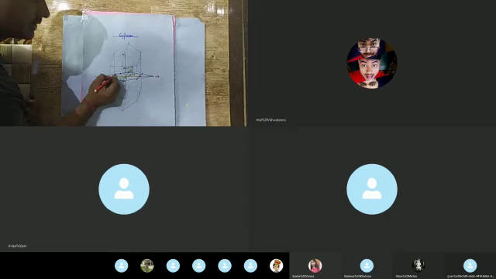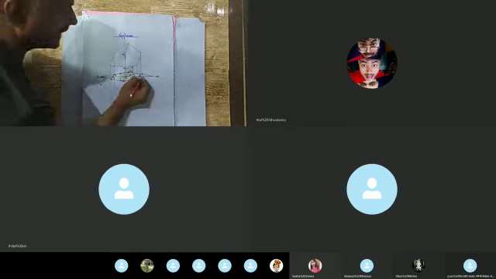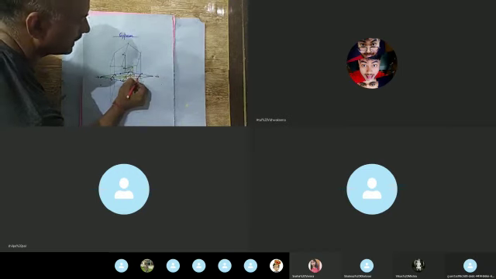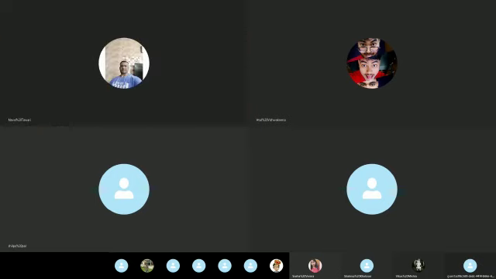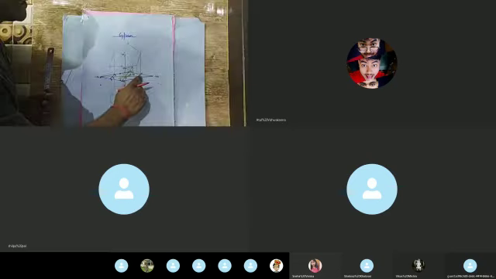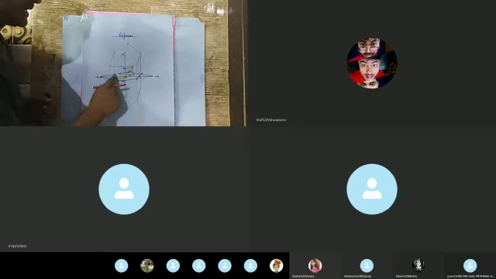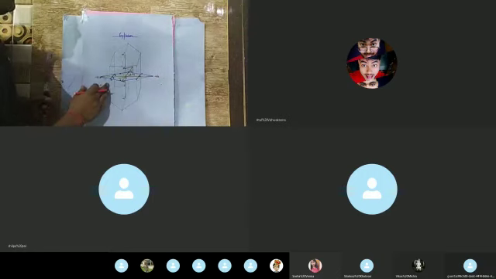Six intersection points: one intersection point on upper, one on middle, and one on lower. Like that, on the right side, we will get 3 points also: one upper, one middle, and one lower. PQR. So these are 6 points, XYZ and PQR. Okay.